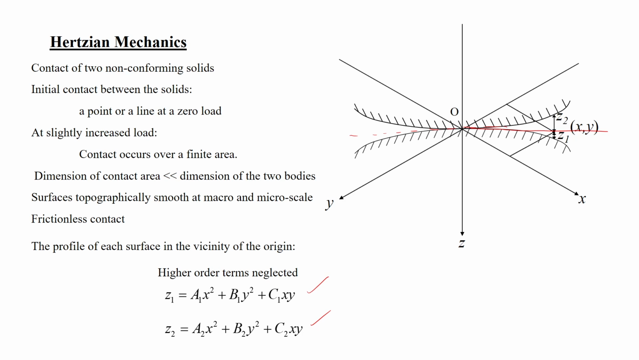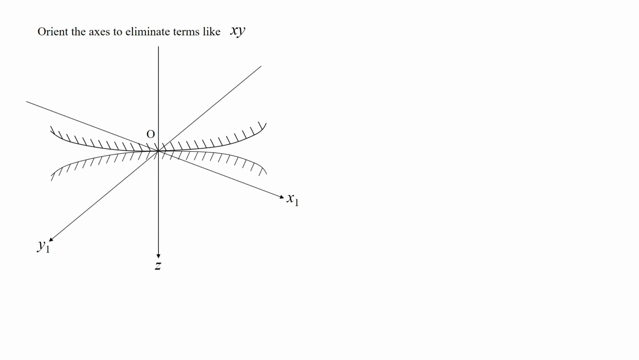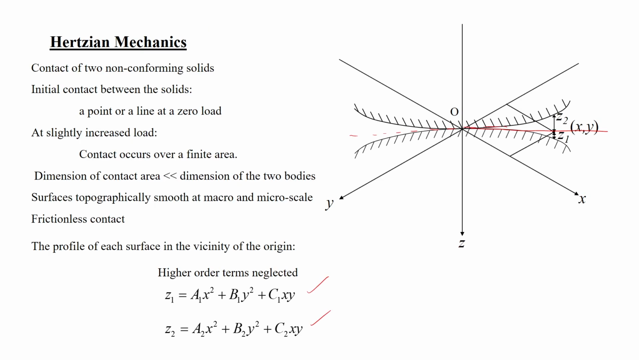Now, a little bit about the surface, how we can define it. Orient the axis to eliminate the term like xy. What it means is that suppose we have been given this particular surface, and we represent this surface by this equation, z1 is equal to a1 x square plus b1 y square plus c1 xy.